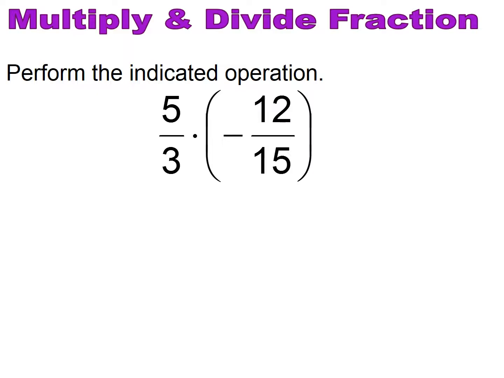Again, be careful of signs here. We have a positive times a negative. We're going to simplify first. 5 goes into 5 once, 5 goes into 15 3 times, 3 goes into 3 once, 3 goes into 12 4 times. And again, I have that negative, so be careful. Your solution is going to end up being a negative 4 over 3.